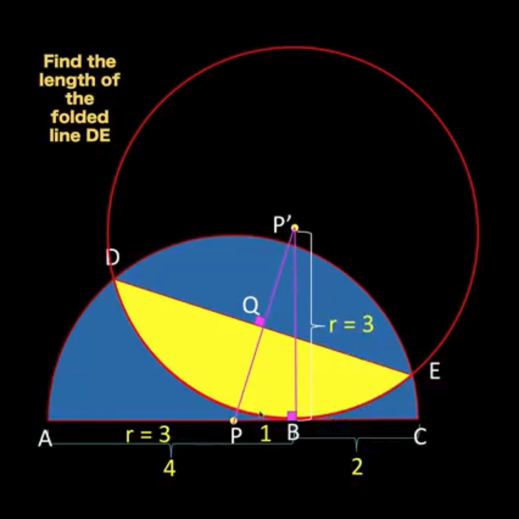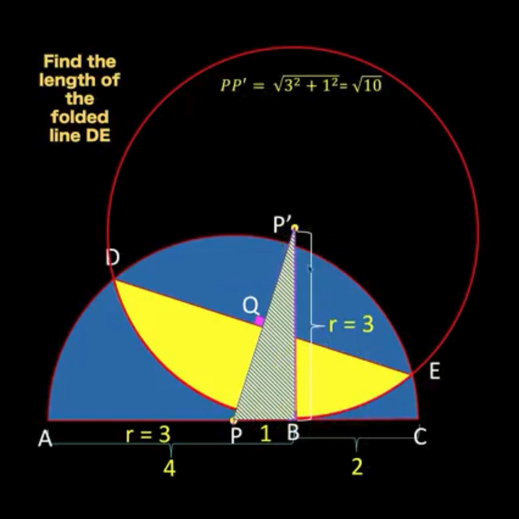We now have here a right triangle. The measures of the legs are 3 and 1 unit respectively. Then we can easily compute the length of the hypotenuse P prime P using the Pythagorean theorem. So P prime P is equal to the square root of the square of 3 plus the square of 1, which gives us square root of 10. Since QP and QP prime are congruent, then the measure of QP prime must be 1/2 the measure of segment P prime P. So the length of QP prime must be square root of 10 over 2, and the length of QP must also be square root of 10 over 2.